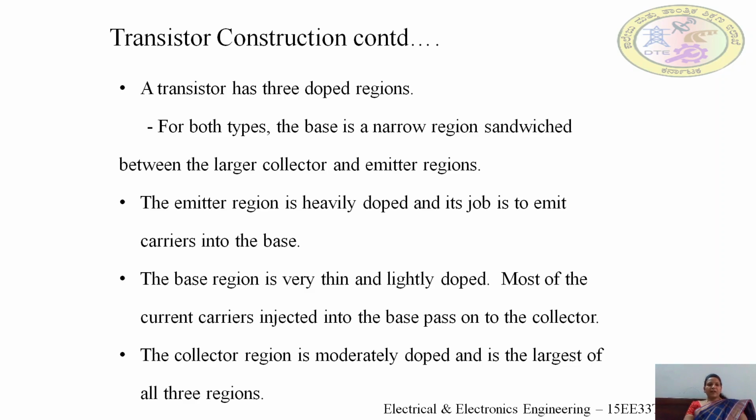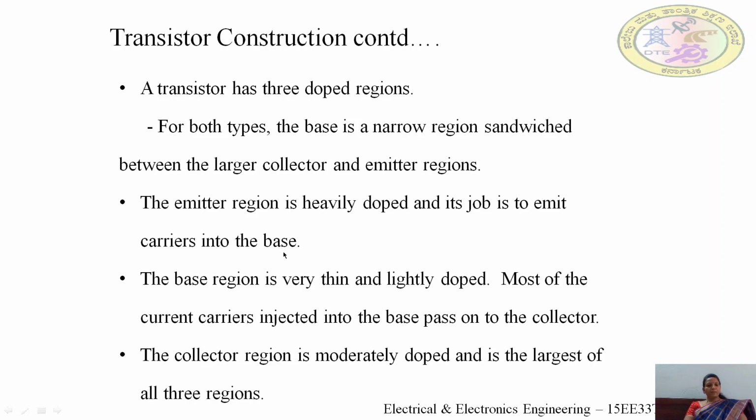So let me summarize. A transistor has three doped regions. For both types of transistor, that is NPN and PNP, the base is made very narrow, and the base region is sandwiched between the larger collector and emitter regions. The emitter region is heavily doped, and its job is to emit majority charge carriers into the base.